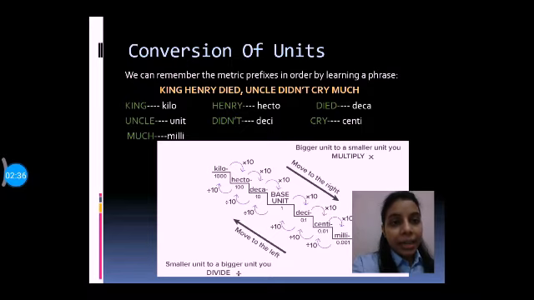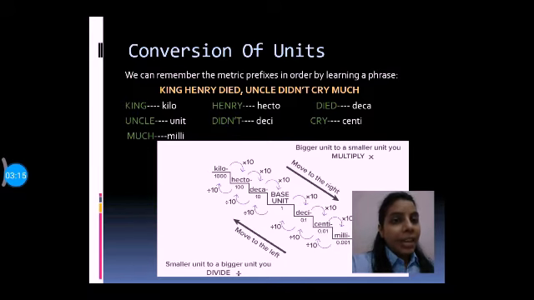Similarly, if I want to convert from centiliter to decaliter, I have to go in the upward direction. That means from a smaller to a bigger unit, so I have to divide. Divide by what? Because here I have to move 3 steps upward, I have to divide by 1000, or you can divide by 10 3 times. Both are the same, because 1 upon 10 into 1 upon 10 into 1 upon 10 will be 1 upon 1000.